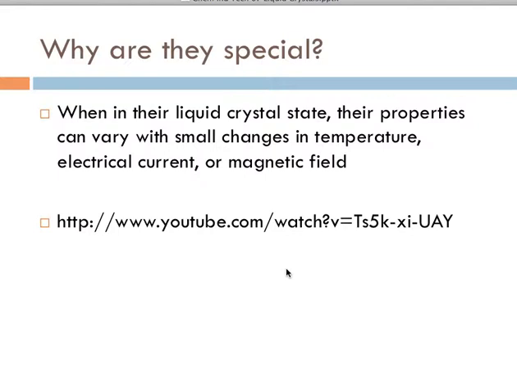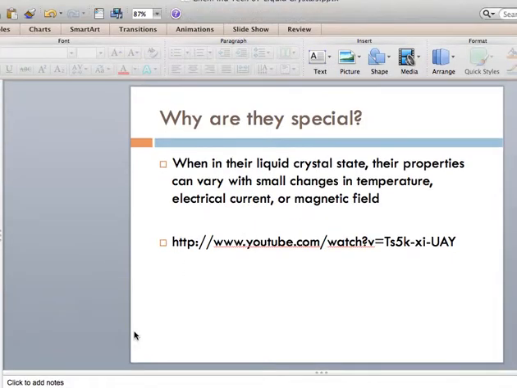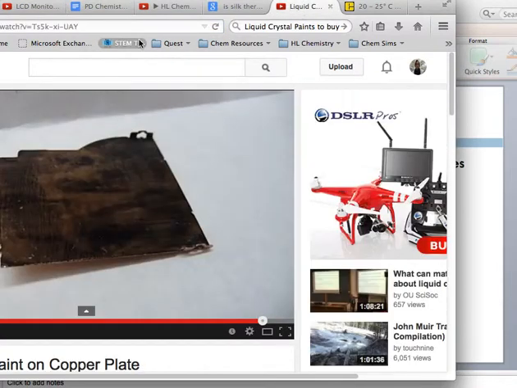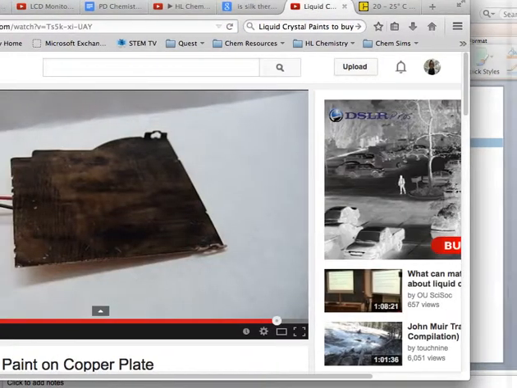So when these substances are in their liquid crystal state, their properties vary with small changes in temperature, electric current, or a magnetic field. We can watch this YouTube video real quick. It's not this one, it's this one.